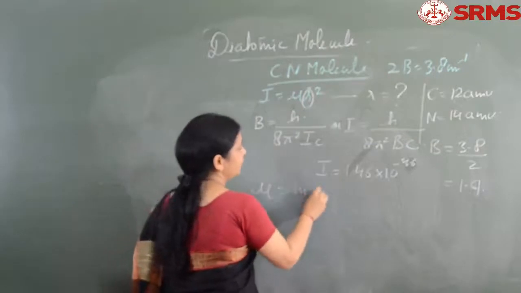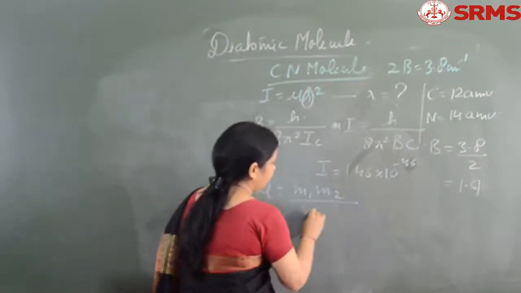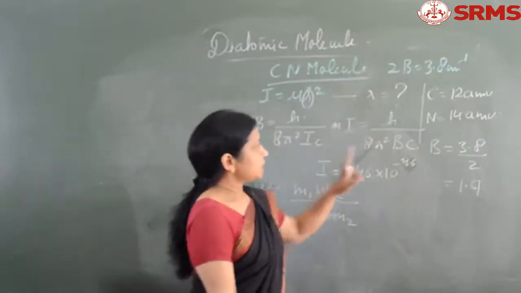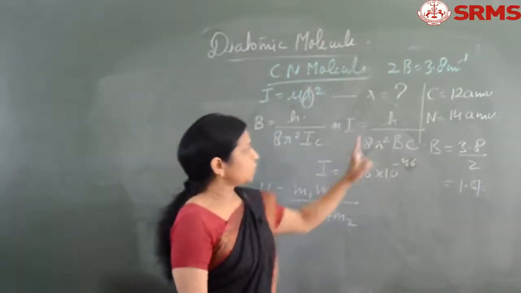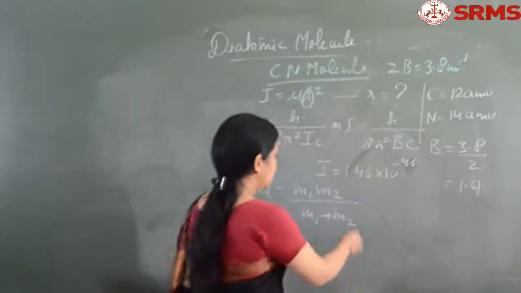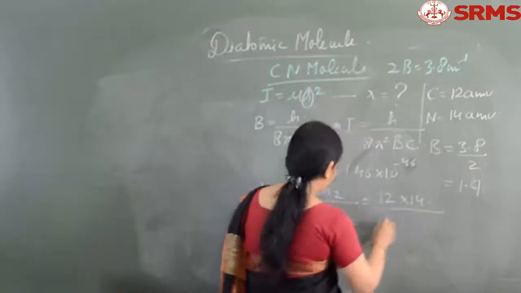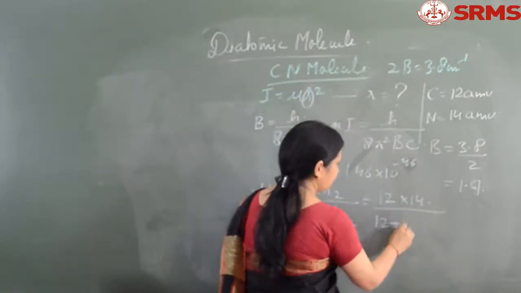Mu is m1 m2 divided by m1 plus m2. So m1 is carbon, which is 12, m2 is nitrogen, which is 14. So if I put up the values, I get 12 into 14 divided by 12 plus 14.